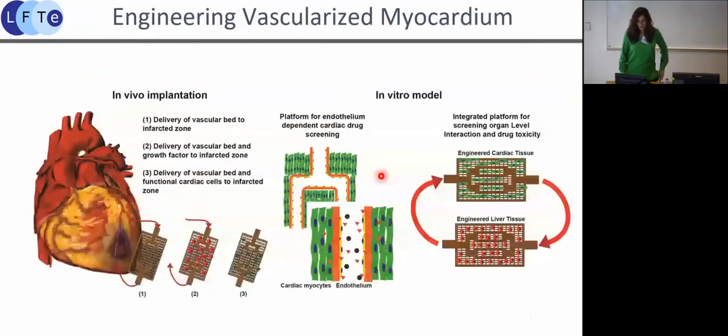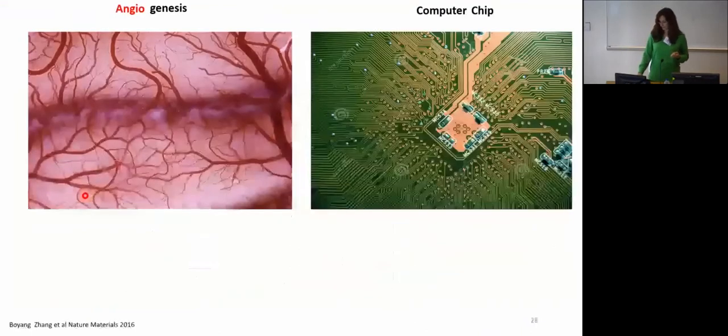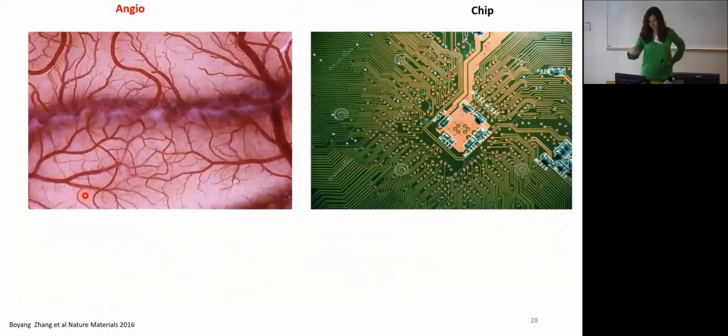And so we always thought it would be so great if we are able to build a platform that you can use for basic studies, for drug testing as an organ-on-a-chip model, but then that you can also implant in vivo. And what Boyang did, Boyang Zhang from my lab, and he will be on the faculty at McMaster University, he's starting very shortly in July.